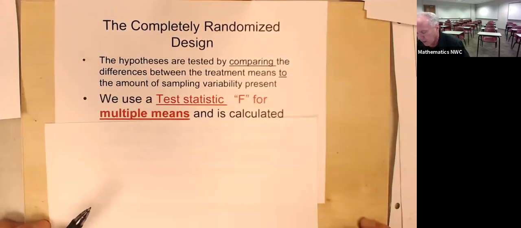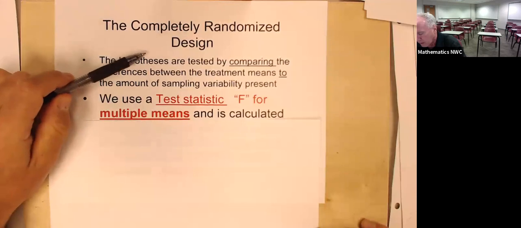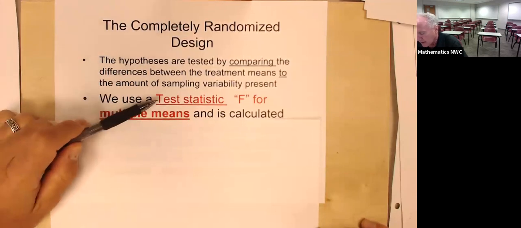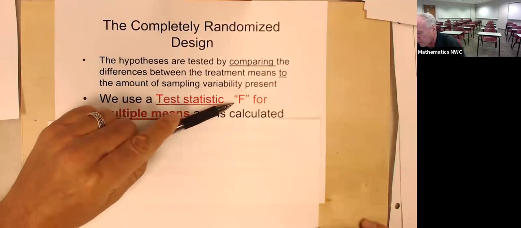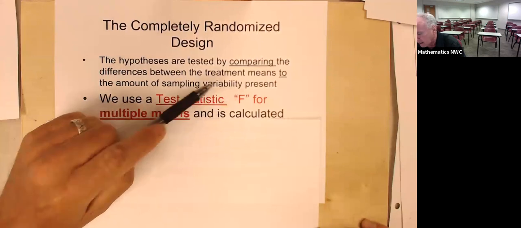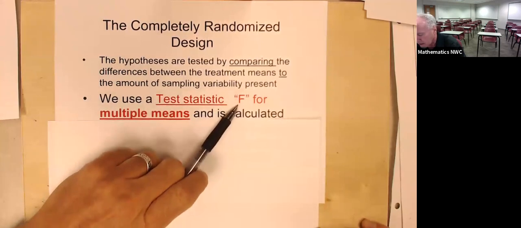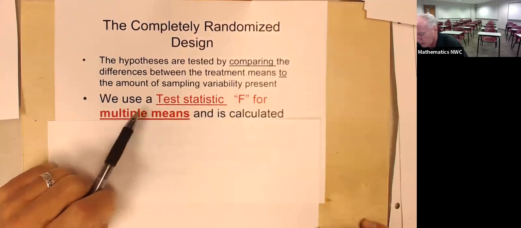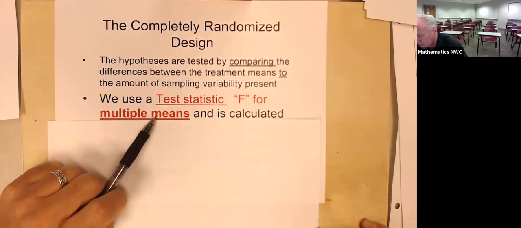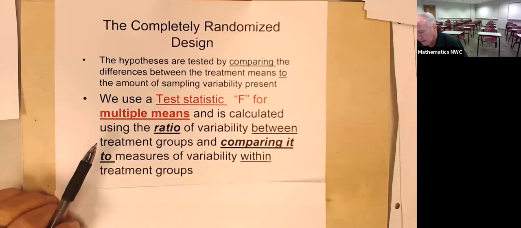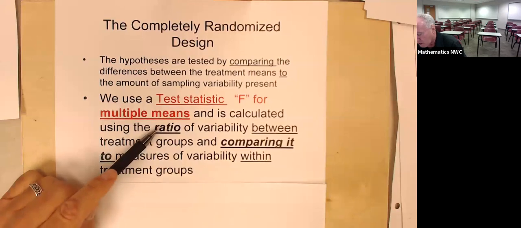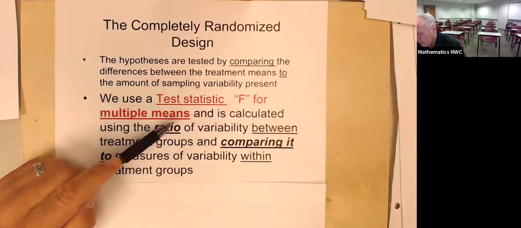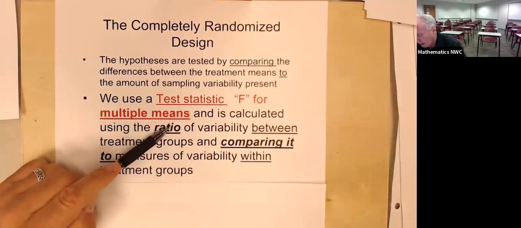This is something different now. When I'm doing 3 or more means, we use a test statistic F, not a Z, not a T, but a new test statistic that we're throwing out here. F is for multiple means. Again, not multiple proportions, but multiple means. It is calculated using a ratio, that means like a fraction. So this F is going to be found by evaluating a fraction.